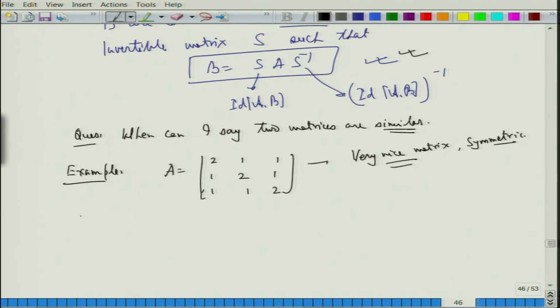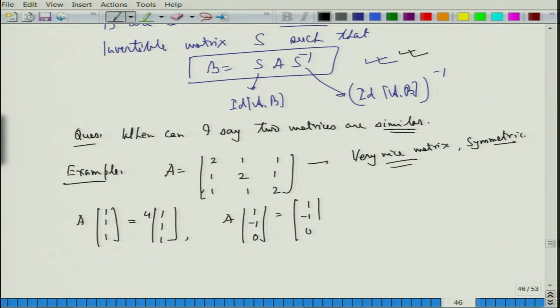What I would like you to see is that A multiplied by 1 1 1, all right, you get it as 2 plus 1 plus 1, that is 4, times 1 1 1, you can see that nicely. A times this 1 minus 1 0, look at this, this will give you 2 minus 1 is 1, 1 minus 2 is minus 1, 1 minus 1 is 0, fine. Similarly, A times 1 0 minus 1 will give you 1 0 minus 1. I would like you to check it yourself, fine.